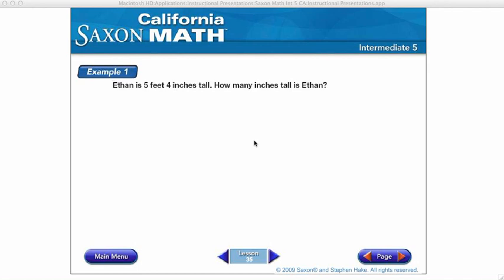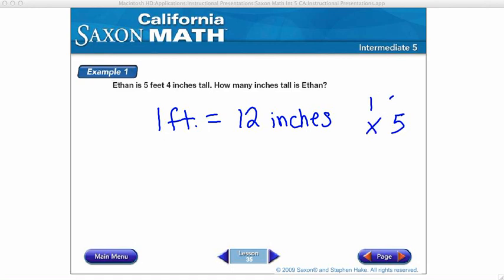Ethan is 5 feet 4 inches tall. How many inches tall is Ethan? So the first thing I need to do is convert 5 feet into inches. Well, I know that 1 foot equals 12 inches. So if I take this 5 feet and multiply it by 12 inches in each foot, 5 times 12 is 60. 5 feet equals 60 inches.